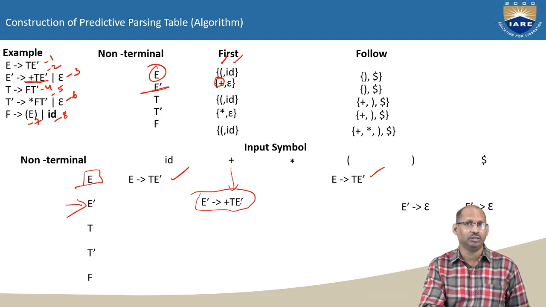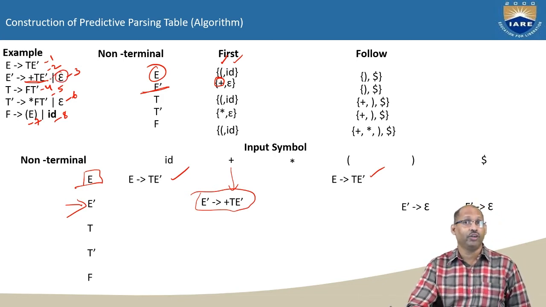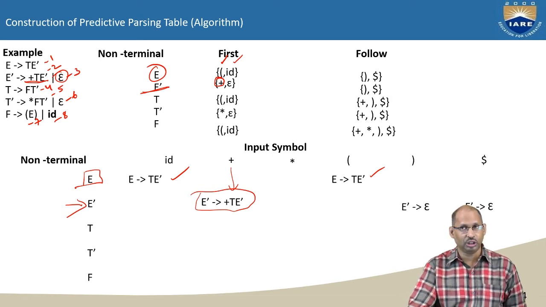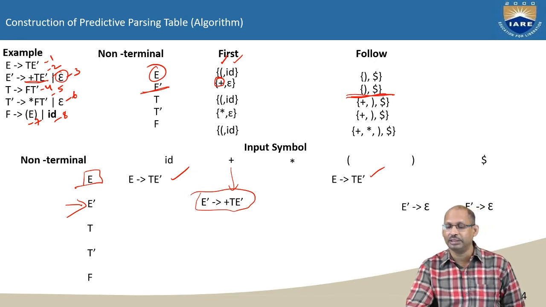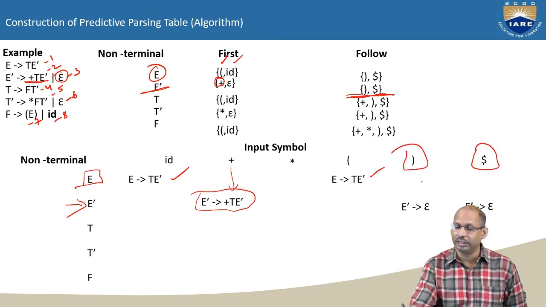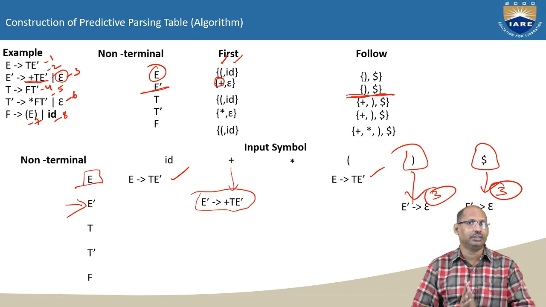Now, what is the third production? For the third production, it is epsilon. If it is epsilon, then we have to consider the follow of the variable. What is the follow of the variable? Left parenthesis and ID, right parenthesis and dollar sign. So, for the right parenthesis and dollar sign, we are writing the third production.